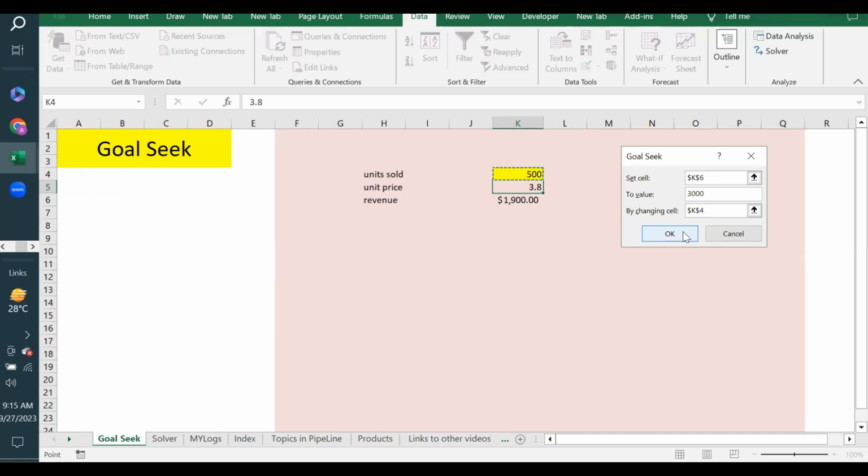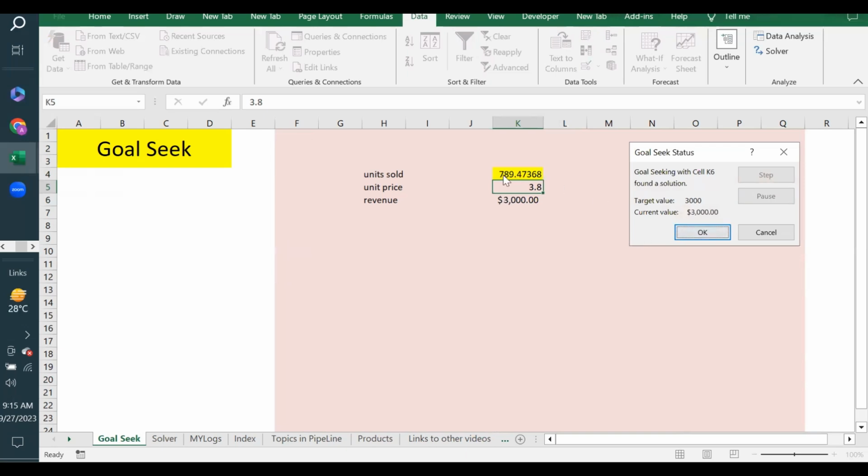So it will quickly come up with the result. It will keep on changing this 500, watching the revenue, and as soon as it becomes 3,000, it will stop. From 500, it has become 789.47, while keeping the unit price the same.